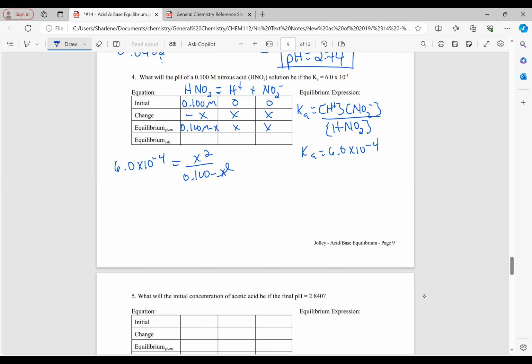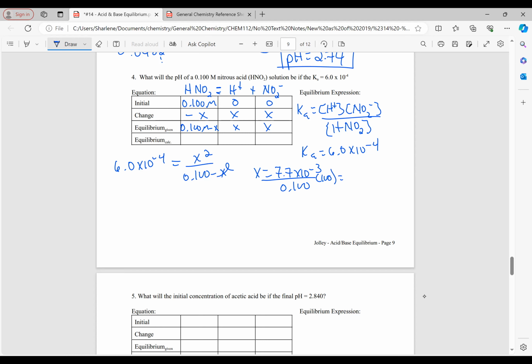I'm going to do my assumption, x. I'm going to multiply 6 times 10 to the minus fourth by 0.1 and square root it. And 7.7 times 10 to the minus third. Plug that in again. 7.7 negative third. All right, I'm going to double check, make sure my assumption was valid.